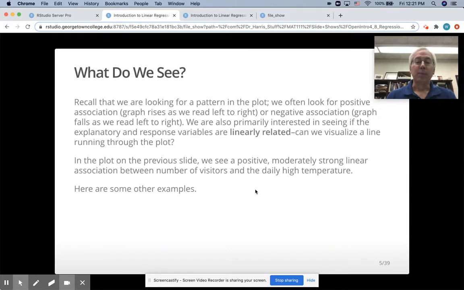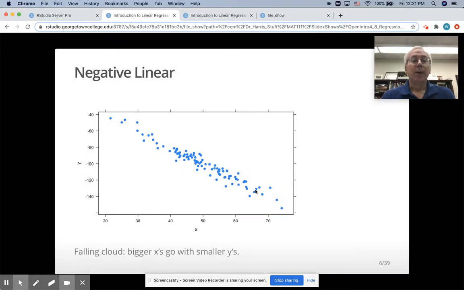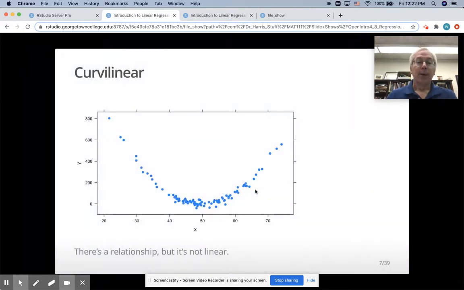Here are some examples of scatter plots. This would be a negative linear association between the two variables x and y. As x gets bigger, y gets smaller. Here's one where there's a pattern. There's definitely some sort of relationship between x and y, but it's not linear. We would call this curved or curvilinear. Definitely a pattern, but this is not the sort of thing that we're going to be studying in this chapter.